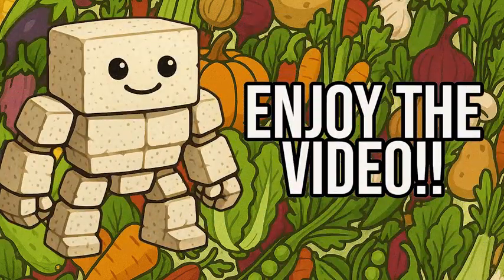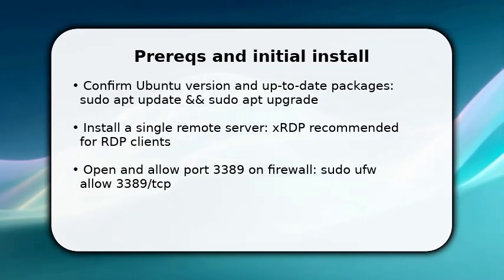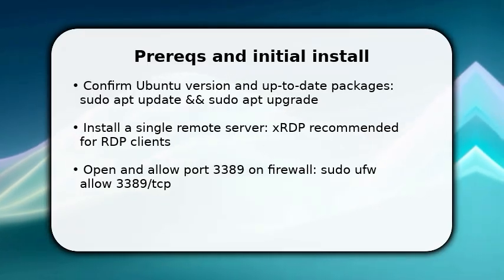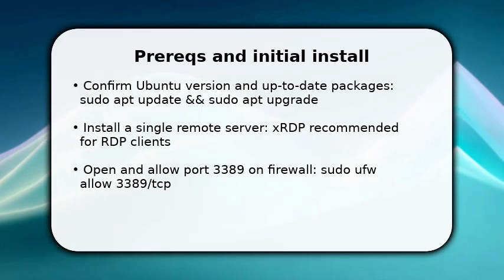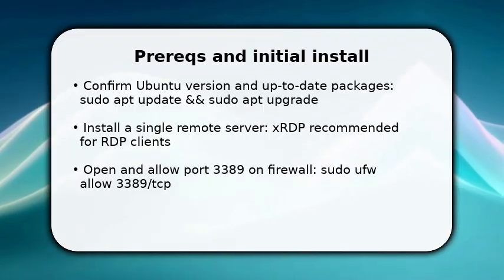Please enjoy the video. You start by preparing the machine. Confirm your Ubuntu release and update packages so dependent libraries match. Next, install XRDP now and enable its service. This gives a standard RDP endpoint you can reach from Windows or another Linux.